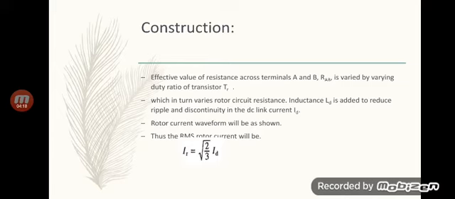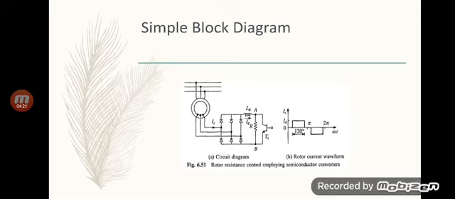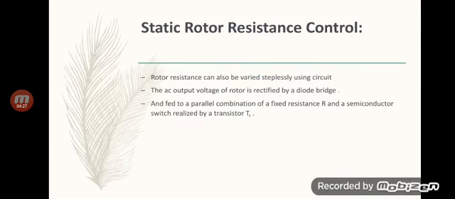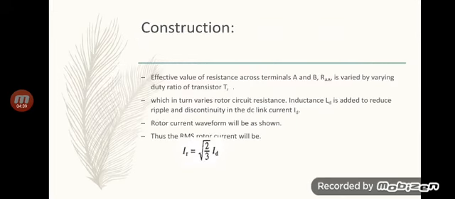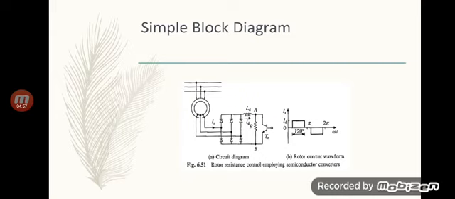Then the rotor current waveform will be a square pulse of 120 degrees. Then the RMS rotor current IR is equal to root 2 by 3 of ID.